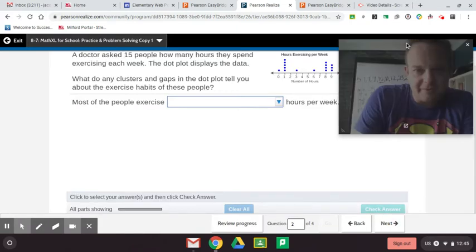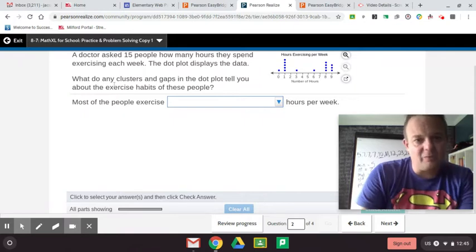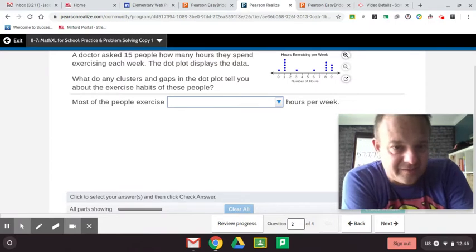And let's see what this one says. A doctor asked 15 people how many hours they spent exercising each week. The dot plot displays the data. What do any clusters and gaps in the dot plot tell you about the exercise habits of these people?